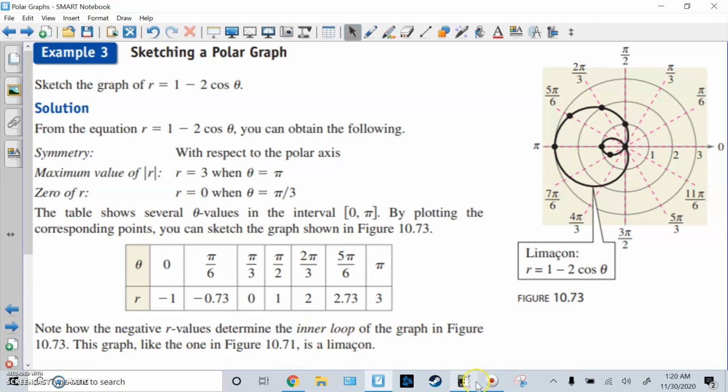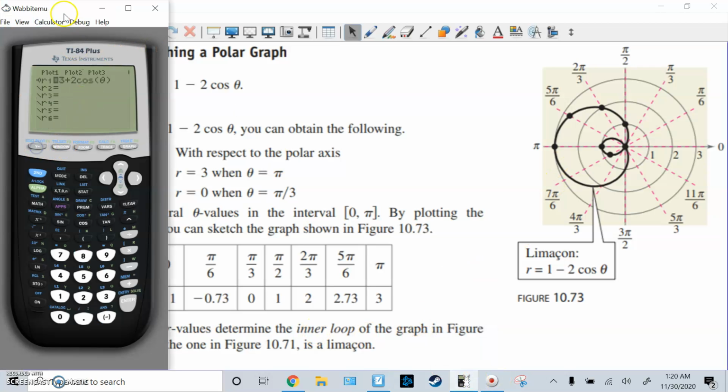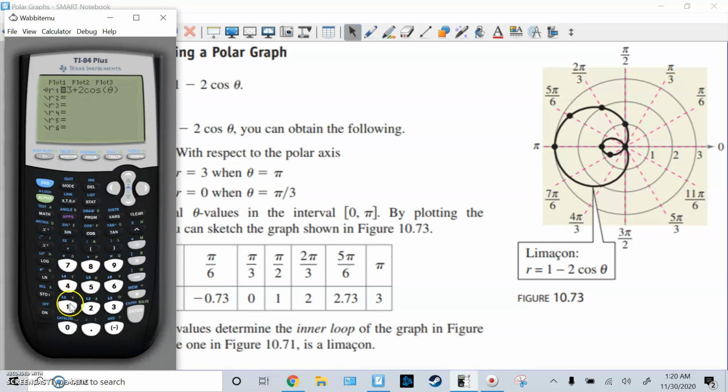So here's this other limacon. Let me graph that. 1 minus 2 cos theta. Here you go. It starts there. Makes this. Just as you zoom, it made a little loop and it went all the way around.